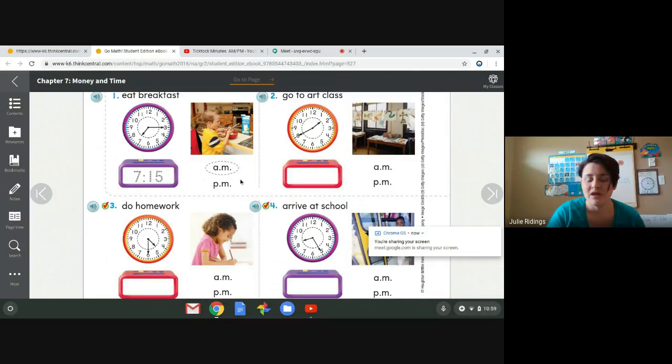Okay. Number 2, you're going to art class. So they show us here, right there is our hour hand. It's between 1 and 2. So what hour comes before? 1. So you would put 1 double dot.